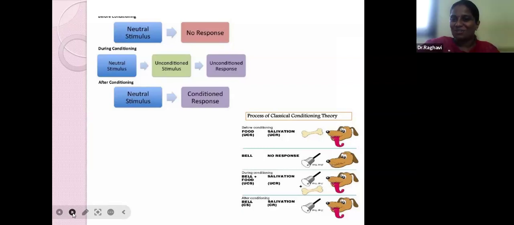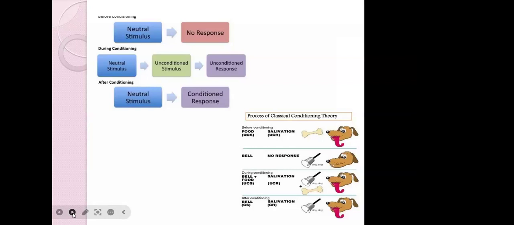For example, you ring a bell, then you give a bone to a dog, and the moment the dog hears the bell sound, his tongue will start to salivate because he's expecting a bone after that. It's an unconditioned stimulus which is converted to a conditioned response.